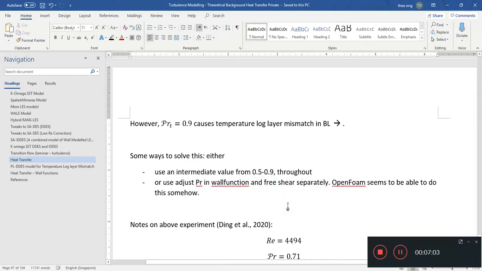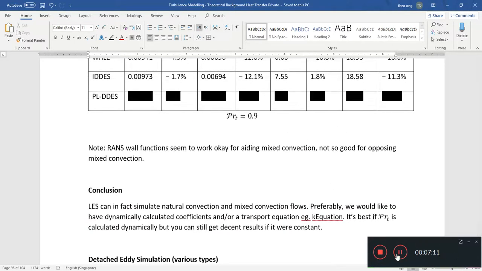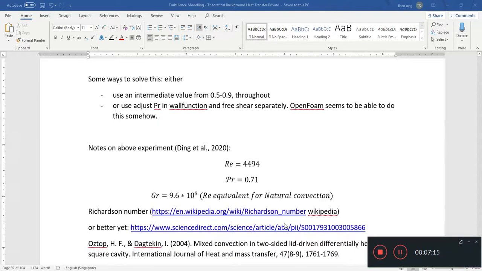OpenFOAM seems to have this capability, but nothing's perfect. You still have to validate it against some experiment or some DNS simulation. The other way to solve it is to use another model altogether, to come up with another model.